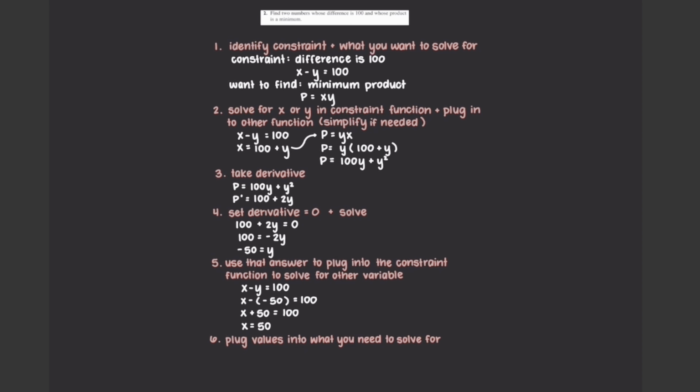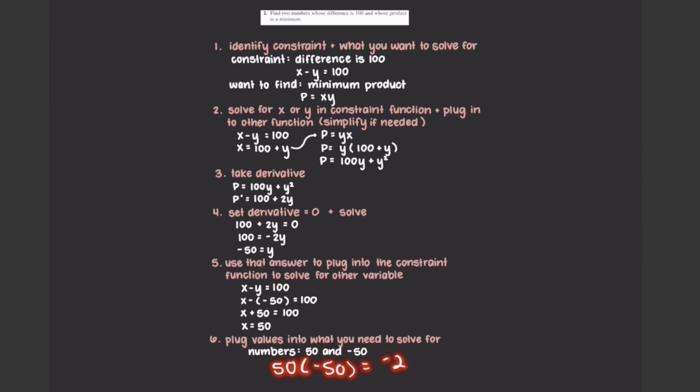And now we have to plug it into what we're trying to solve for. Wait, find two numbers is actually what we're supposed to solve for. So find two numbers, boom, we just did it. The product would be 50 times negative 50, which is, oh god, I don't even know. No, negative, I think this is it. This is the product. Okay, period.